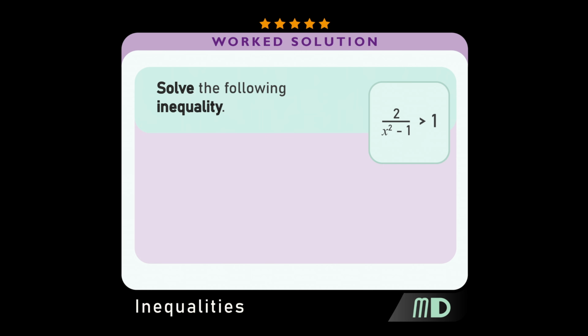Now in this video, we're going to answer the following question. Solve the following inequality. And we've been given the inequality 2 divided by x squared minus 1 is greater than 1.